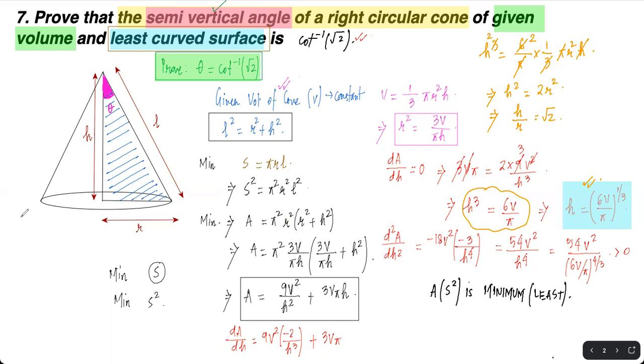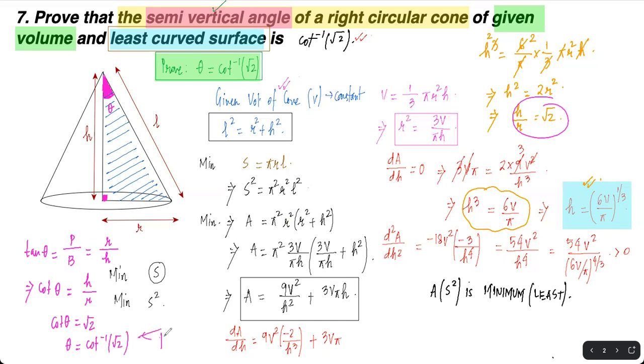Now if we come to this particular part, that is this triangle, we know this is 90 degrees. In this particular figure, if we apply tan theta, tan theta is perpendicular by base, and from the figure the perpendicular value is r and the base value is h. So if tan theta is r by h, what is cot theta? Cot theta will be h by r, and the value of h by r we calculated as root 2. So basically cot theta is root 2, then theta is equal to cot inverse root 2. This is how we have proved the final part.